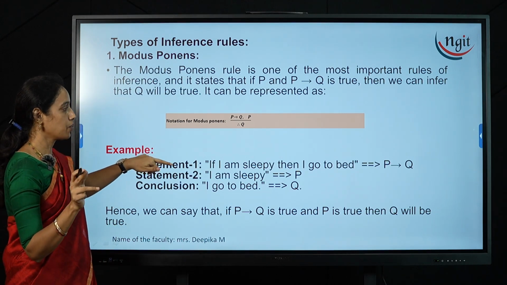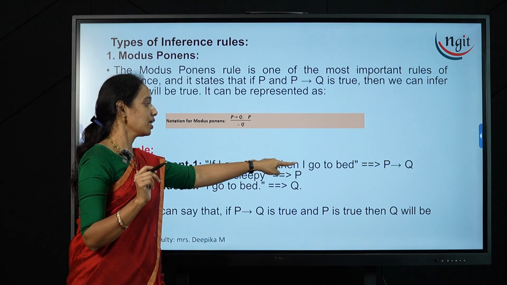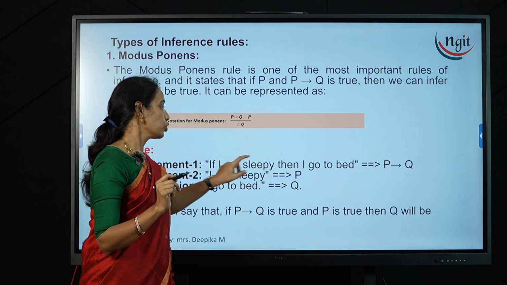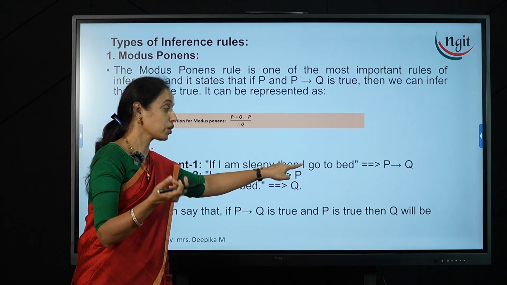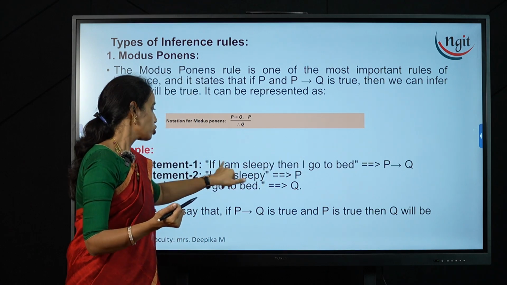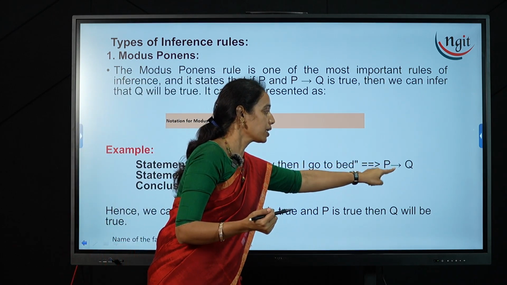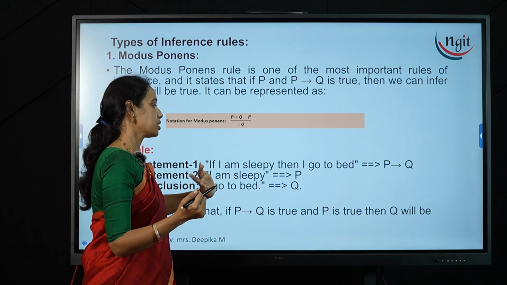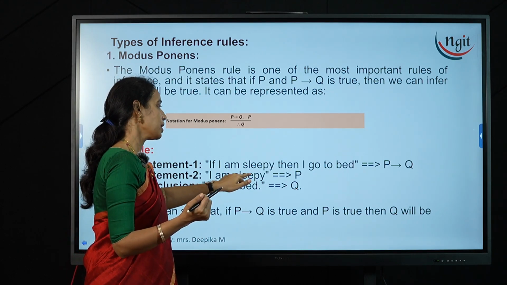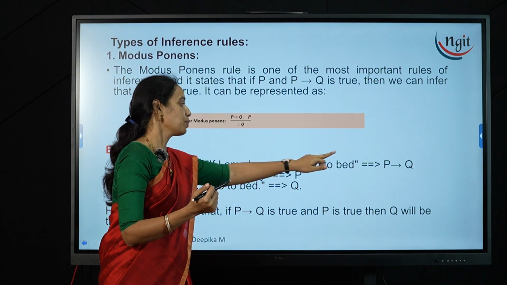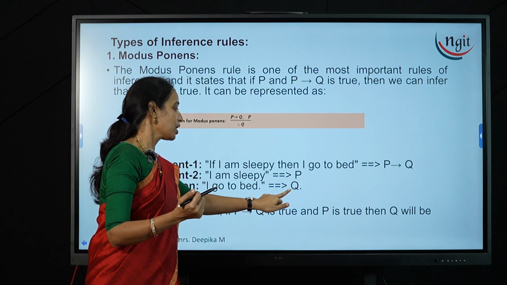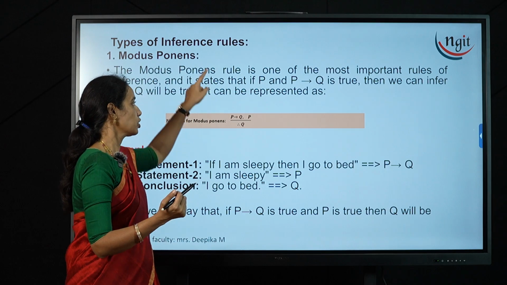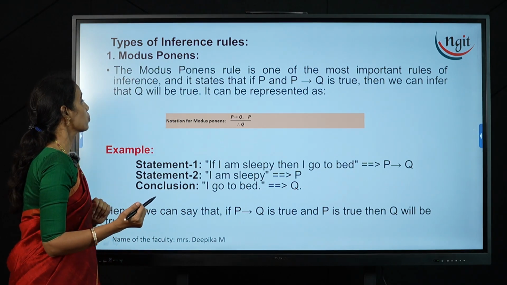There is one statement: if I am sleepy, then I go to bed. How are we going to convert it into symbolic form? If-then is represented by a conditional statement. And there is one more statement, that I am sleepy. So if I am sleepy, then definitely I will go to bed. That means from these two statements we are going to infer Q. In that way modus ponens works.